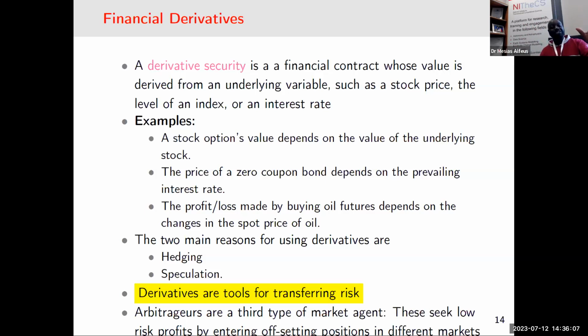And these derivative securities have gained popularity, and during the global financial crisis, they were misused. Just read up some of the articles on how derivatives were misused. And there's a third party, which is called the arbitrager. Arbitragers are those agents in the financial market that are there to take up offsetting positions because they want to take arbitrage opportunities. They want to make sure that they make money from nothing. But all this will become clear later.